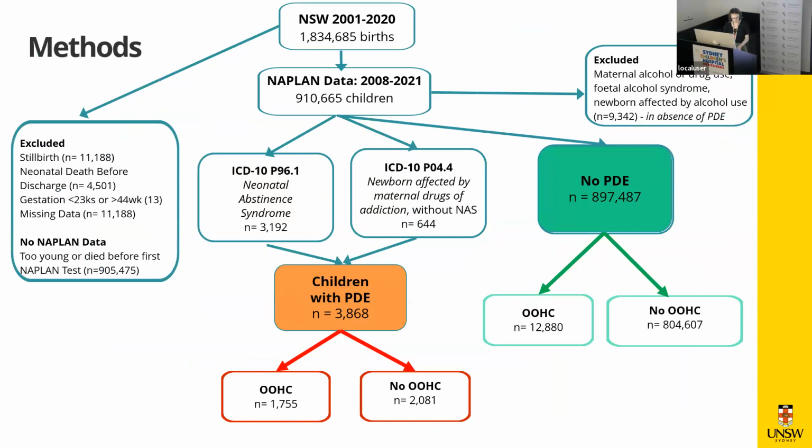Hospital diagnostic coding was used to identify the PDE population, which included babies with neonatal abstinence syndrome and newborns affected by maternal drugs of addiction. There were over 3,800 children in the PDE cohort and almost 900,000 children in the non-PDE cohort. We then used DCJ data to determine which of these children experienced out-of-home care during the study and which did not.